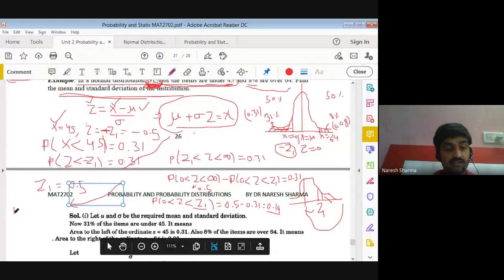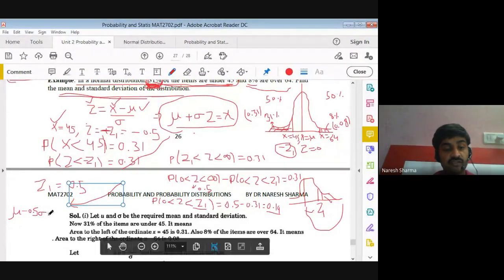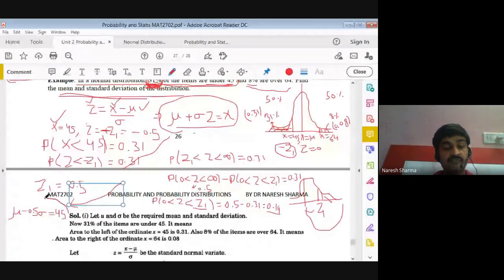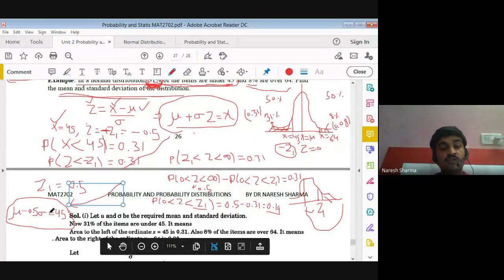after putting this one we get mu plus sigma, and z is minus 0.5, so it is minus 0.5 sigma, is equal to x, which is 45. Now here we get one equation between mu and sigma. If we find one more equation between these two unknowns, we are able to find the value of the mean and standard deviation as required by the statement.